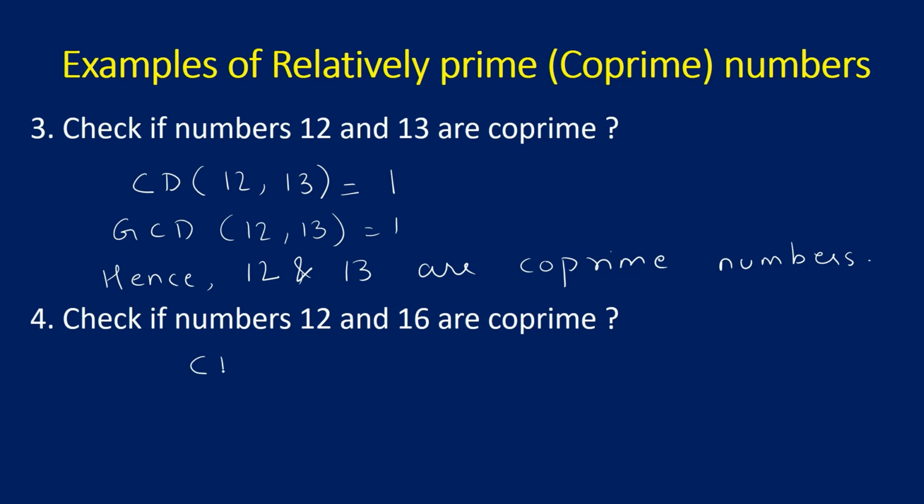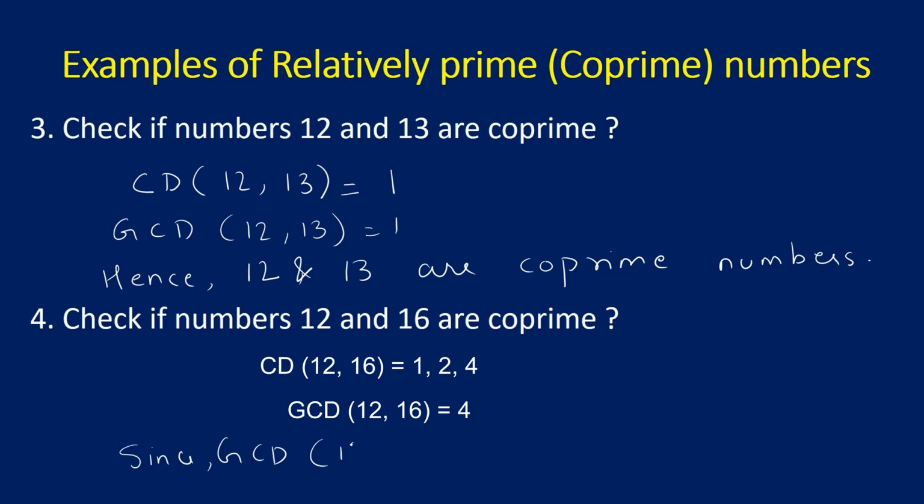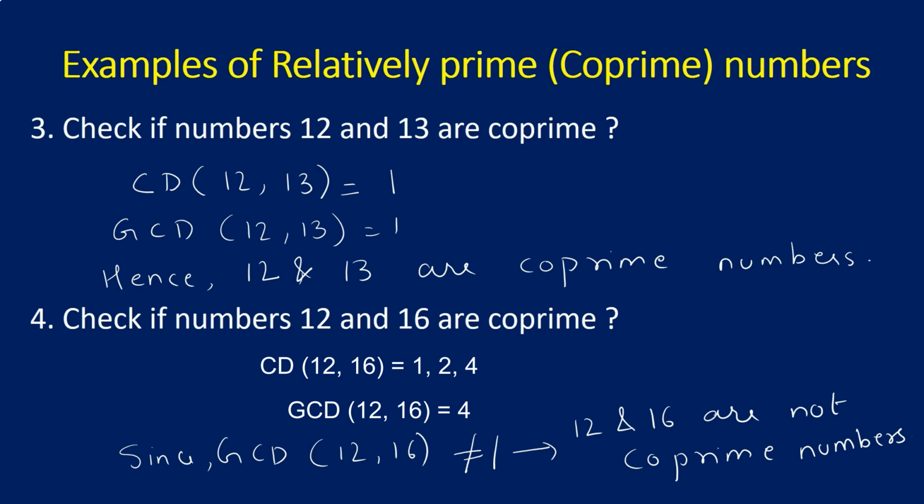What about 12 and 16? If you see the common divisors between 12 and 16, the numbers 12 and 16 can be divided by 1, by 2 and by 4. So your GCD, that is the greatest common divisor between 12 and 16, is 4. And since the GCD between 12 and 16 is not equal to 1, 12 and 16 are not co-prime numbers. So guys, I hope you understood the concept of co-prime numbers.